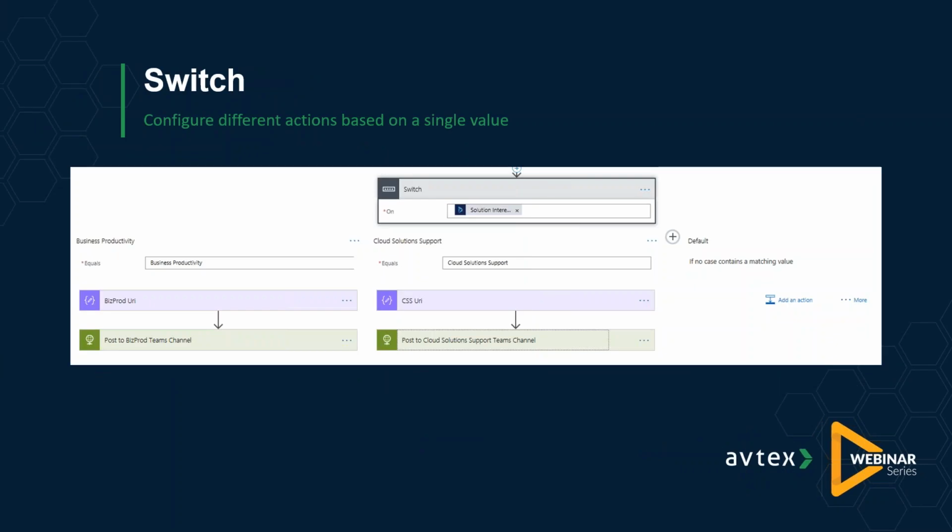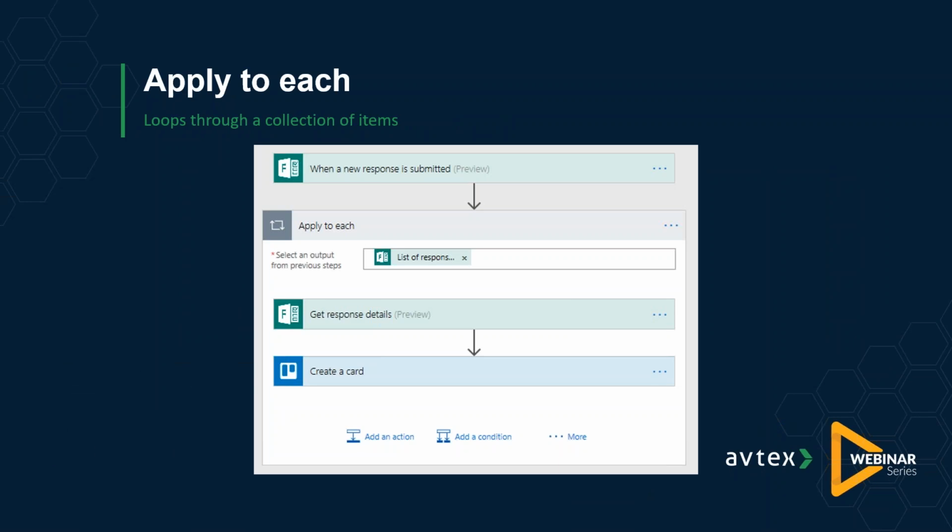So if you need more than that, you can also utilize the switch statements that are in there, where you can once again configure different swim lanes, if you will, based on multiple types of values from a given parameter. In this case, it's pulling a solution area from a Dynamics opportunity, where I want to do certain activities if it's for business productivity versus a different set if it's cloud solution support. I could have a third and a fourth and a default option inside of my switch. So if I'm just setting different variables and then posting the same content farther down, that's also possible.